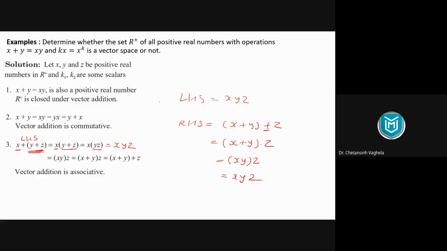यहाँ पर हमने किया क्या, लेफ्ट हैंड साइड से हम लोग यहाँ तक पहुंच गए x into y into z. तो इसी को आगे सिंप्लीफाई करते करते we got the right hand side. So you can also do it like this, or you can calculate the left hand side and right hand side separately, and you can match the values. If they are same, then the associative law is satisfied. So here the associative law is also satisfied.